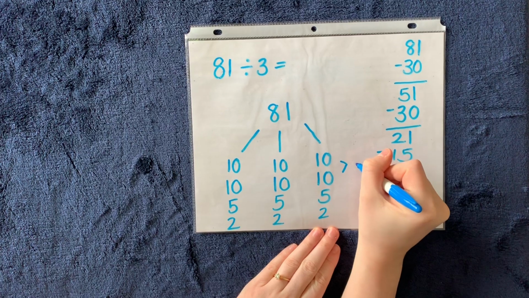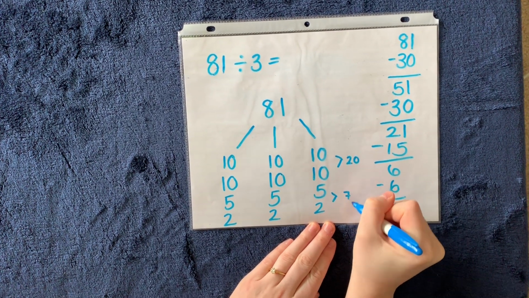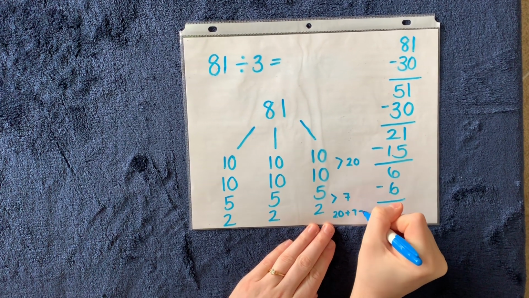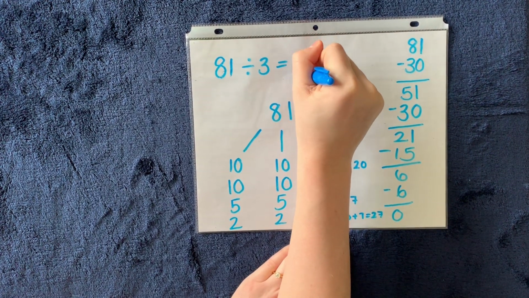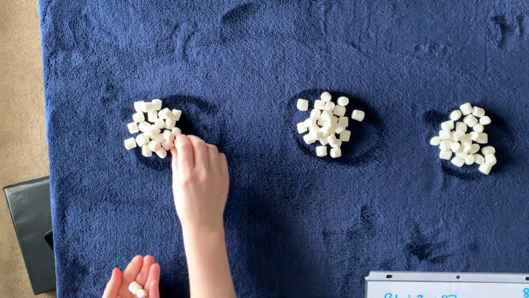So 10 and 10 are 20. We can add 5 and 2 to make 7, and then we just have to add the 20 and the 7 to get 27 in each group. So 81 divided by 3 is exactly 27.